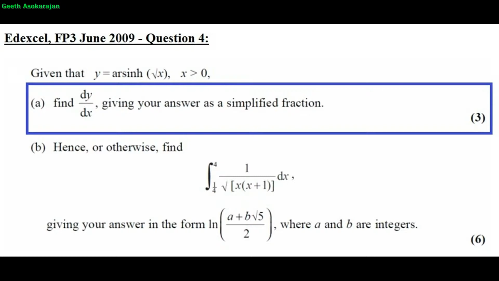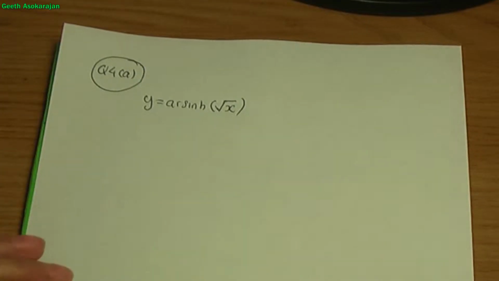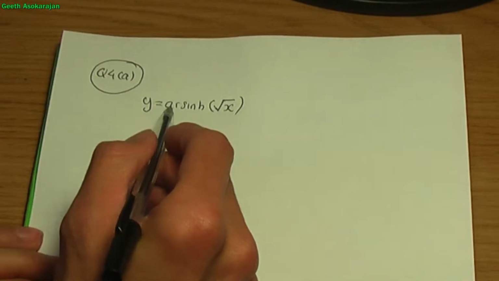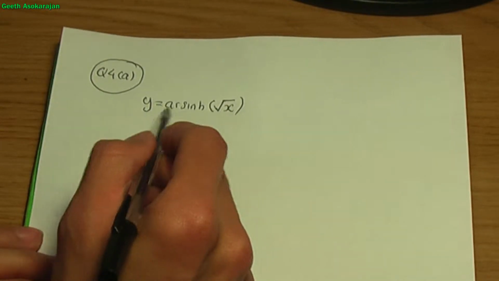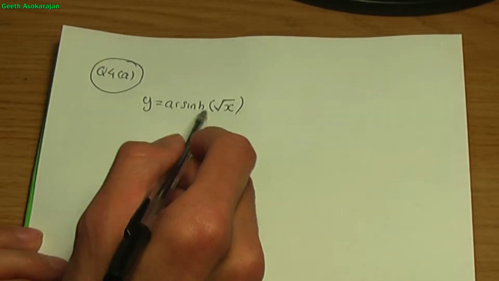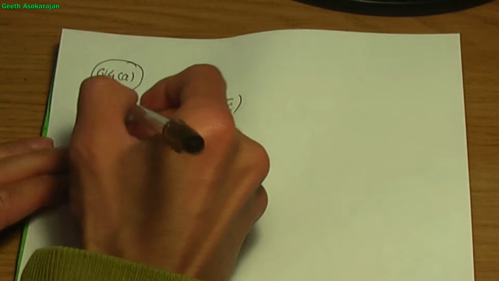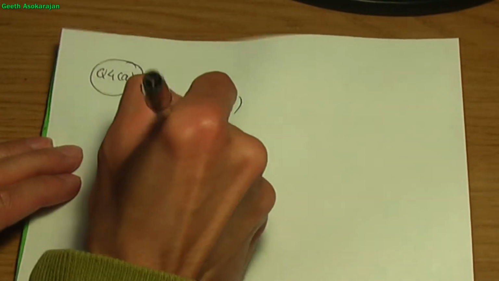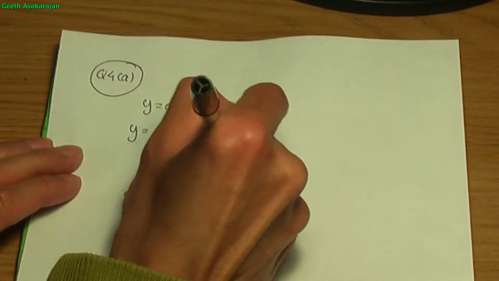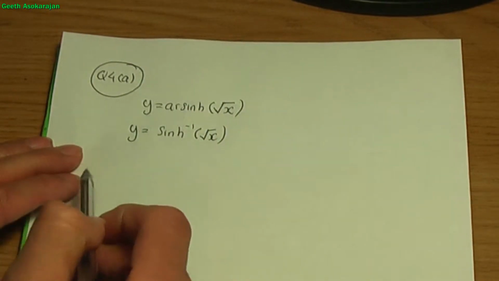Let's go back to the paper and pen. So we have y equals arsinh root x. The ar is, in other words, the inverse, so we have y equals the inverse hyperbolic sine of root x. You don't have to rewrite it, but that's what the ar means.